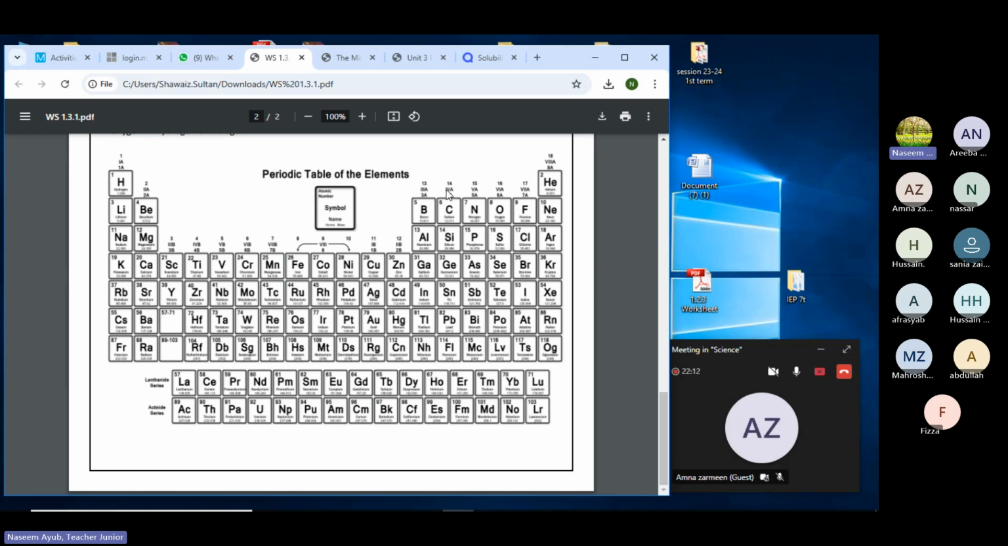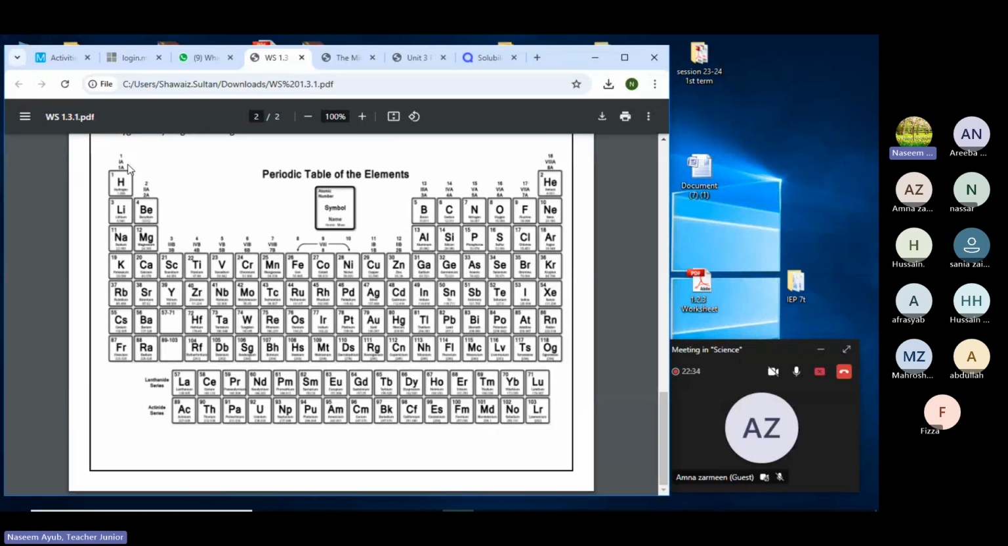Now according to their groups, they have different titles of the group. Group 1 is called alkali metals. So all of the elements that are present in group 1 are named as alkali metals, like hydrogen, lithium, sodium, potassium, rubidium, cesium and francium. They all are the types of alkali metals.